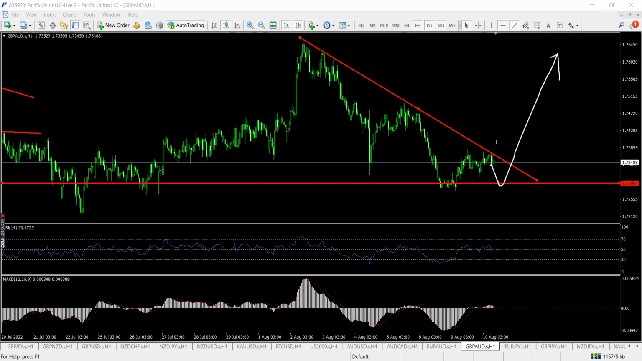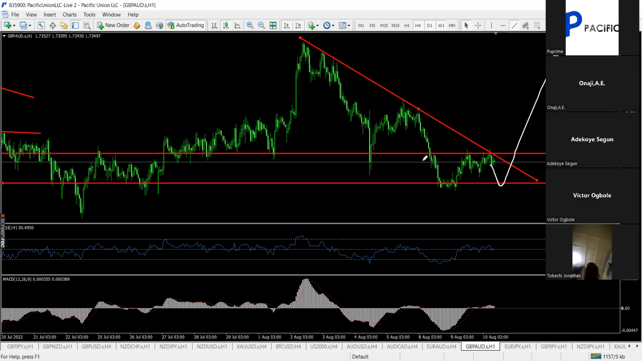Also, you need to understand that there's a minor resistance that price will have to break here. When it comes down here, it's going to form a double bottom, then break out upwards from there. So we're bullish biased on this instrument.